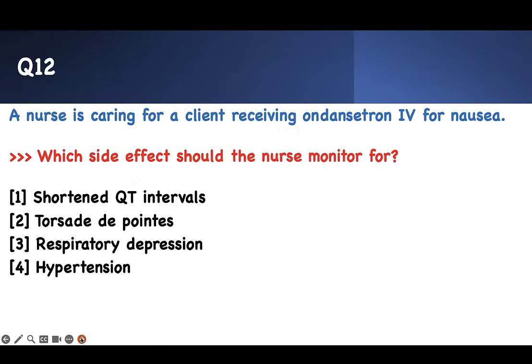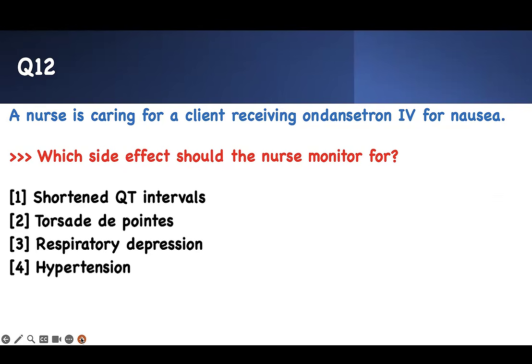Which side effects should the nurse monitor? A nurse is caring for a client receiving ondansetron IV for nausea. Shortening QT interval, Torsades, respiratory depression, and hypertension. I will show you something. Look at it. Number 1, number 2, 3 and 4, they don't relate to ondansetron.